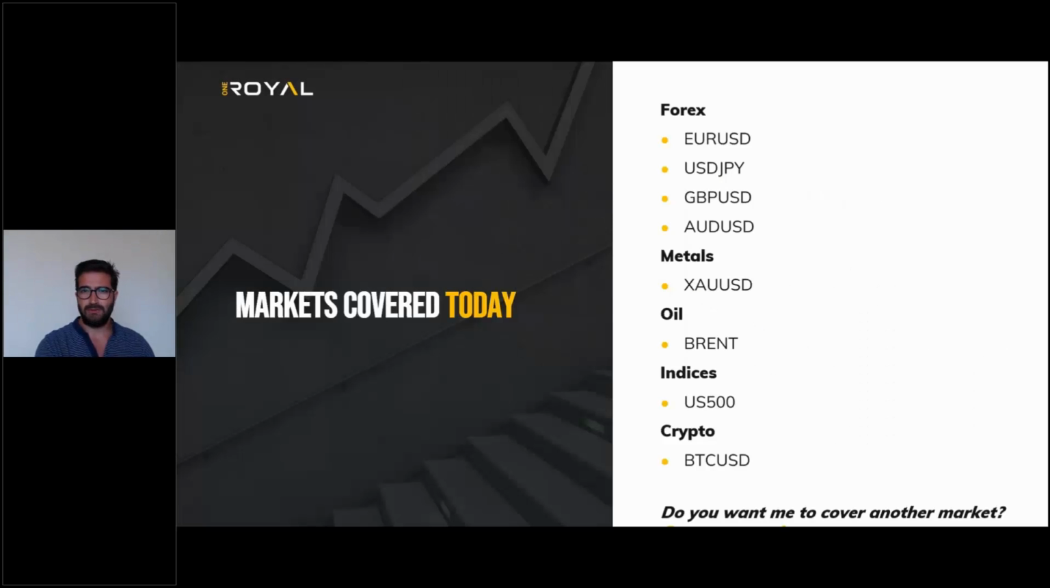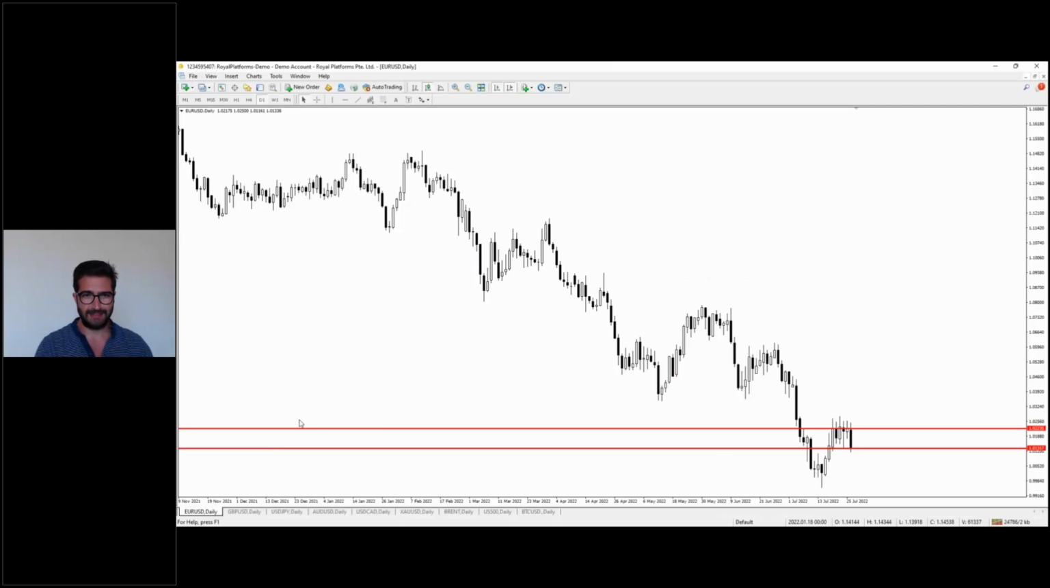So we have those assets that we will cover. Forex, we have EURUSD, Yen, Pound, and the Aussie. Metals, we have the gold, oil, UK Brent oil. In indices, we will cover the US 500. And finally, we will end up this webinar with BTC USD. Let's go directly to MT4 to start our analysis.